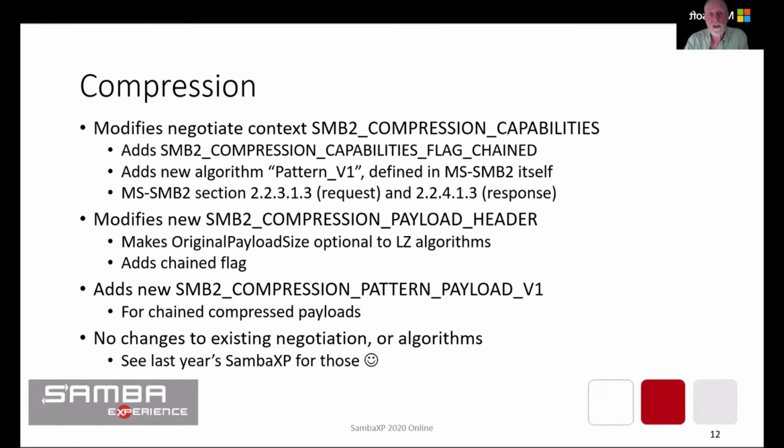We've made the original payload size optional for the original compression algorithm. Specific to the original compression algorithms, it's optional. For the new algorithm, it's left out, in fact. We've added a chained flag. And then finally, we've added this new compression pattern payload V1, and that is the actual compression payload that takes the chain compressed payload. There are no changes to the existing negotiation or algorithms. All those were covered in my talk last year, so you can see all the gory details of compression if you look back.